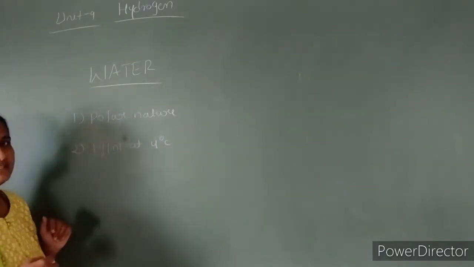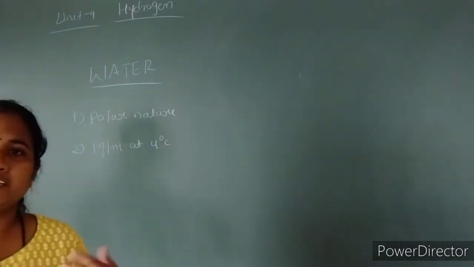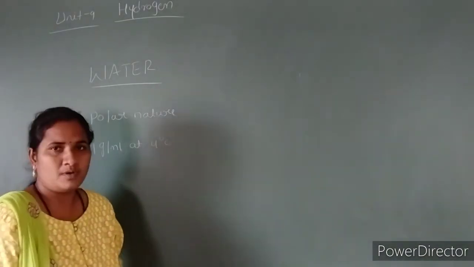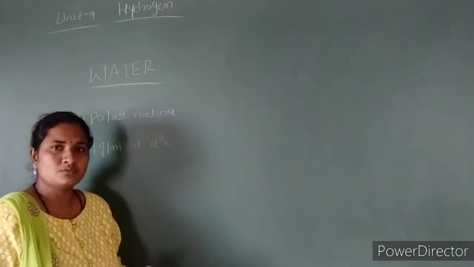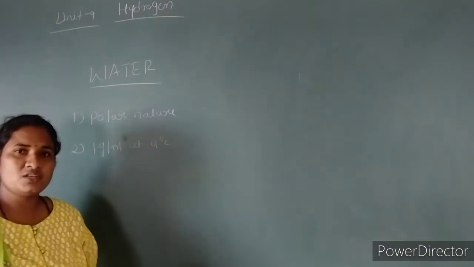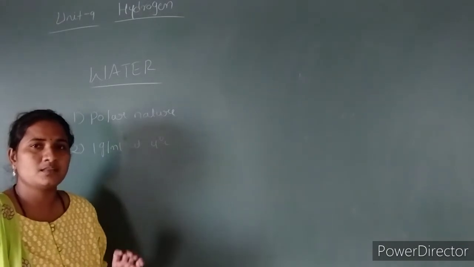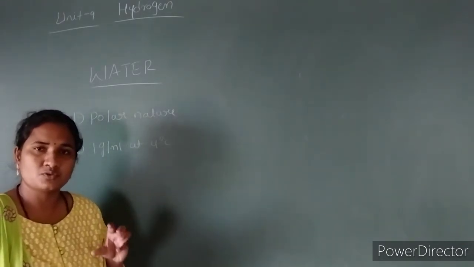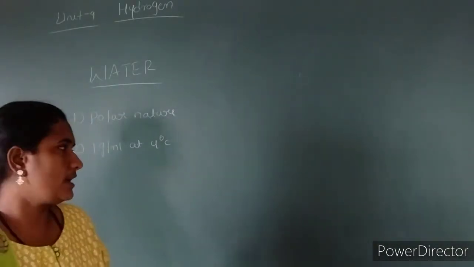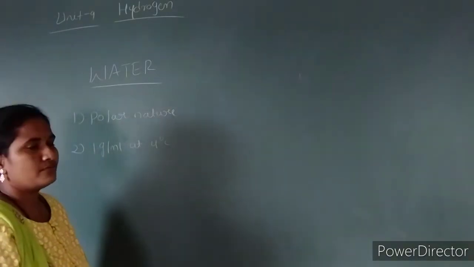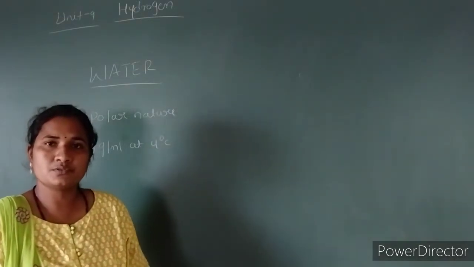It shows a high density of about 1 gram per ml at 4 degrees centigrade, because on increasing the temperature the hydrogen bonds present in the water molecules make the molecules come close to each other. As a result, in the initial stage the density increases up to 4 degrees centigrade. So it shows maximum density of about 1 gram per ml at 4 degrees centigrade.